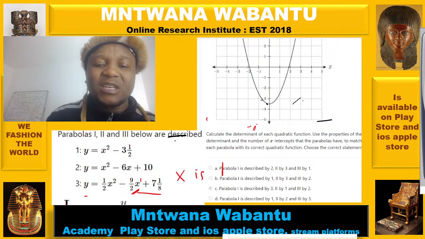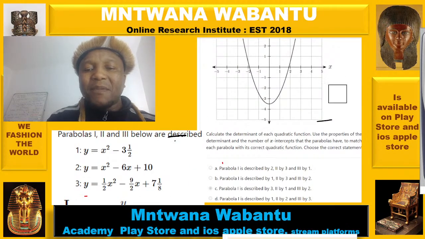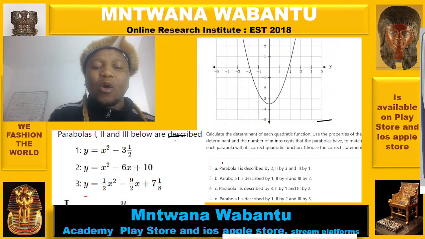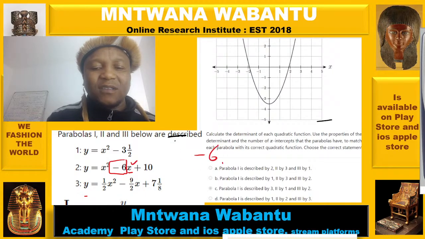Now let's go to the coefficient. Coefficient is the number before whatever variable. For example, somebody may ask, what is the coefficient of x? Coefficient is the number before whatever they ask you. So the coefficient of x equals negative 6. What is the coefficient of x squared? The coefficient of x squared is the number before x squared, so the coefficient of x squared equals a half.